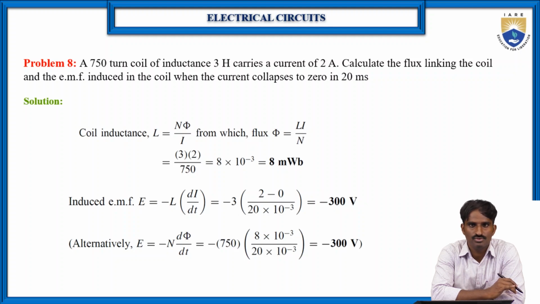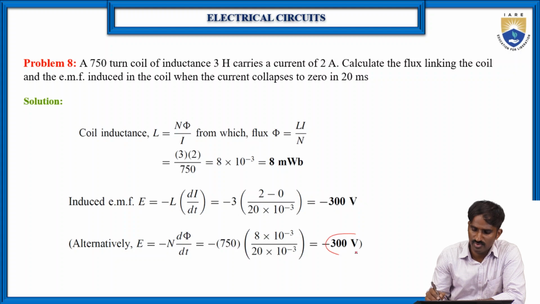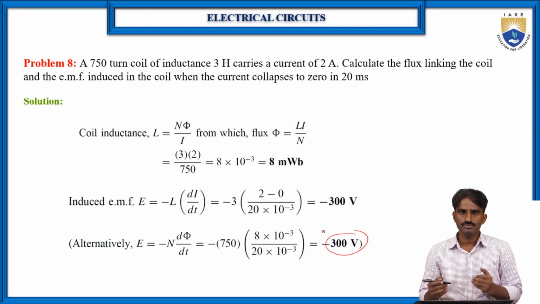So you just substitute N into d phi by dt, so that is equal to 750, and phi, just now we have calculated, which is 8 milliwebers. And by t, here again 20 milliseconds. If you substitute all these values in this equation, E is equal to minus N into d phi by dt, then you will get the value, again here it is minus 300 volts, which means to find the induced EMF, you can use any one of the equations.